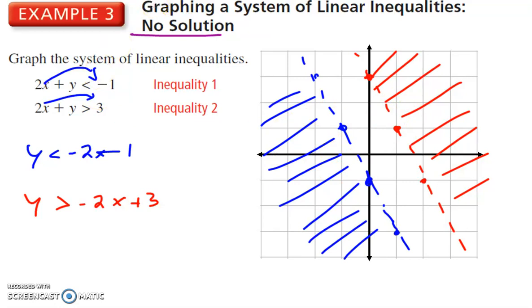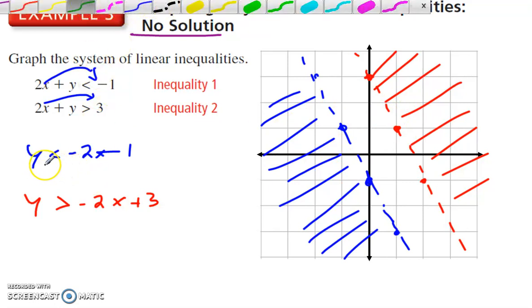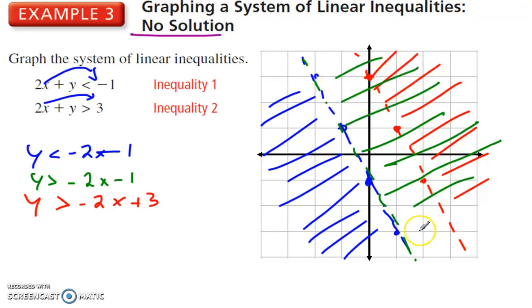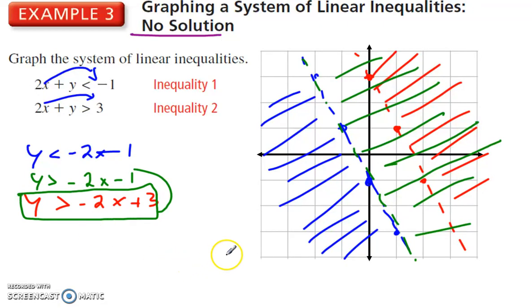Now, if I was to turn this around and said that this was not a less than, but it was y is greater than negative 2x minus 1. That'd be this line right here, right? Same boundary line, but I'd say greater, it would overlap this way. And it would overlap for all of the red area. So the solution to these two would be all the red area.